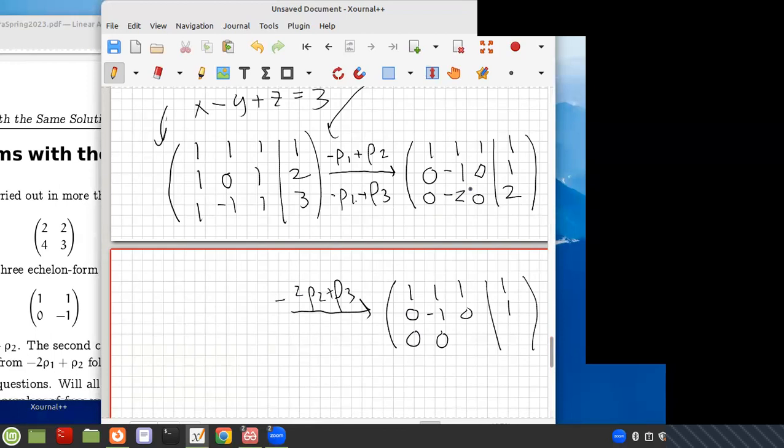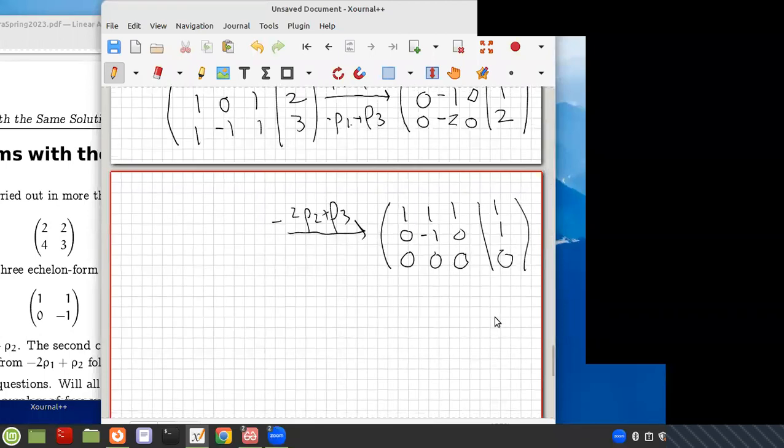And then, let's see. I don't want a contradiction here, but I'm going to get minus 2 times 0 is 0. And so I need minus 2, minus 2 plus 2 is 0. Oh, I'm glad. Okay, I didn't want to get a 0 there. I didn't want to get a contradiction, because now, okay, so this is an echelon form.